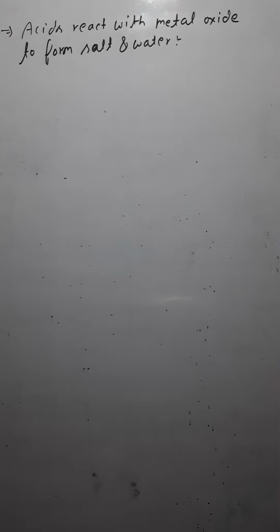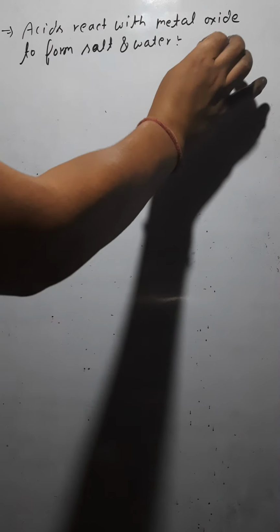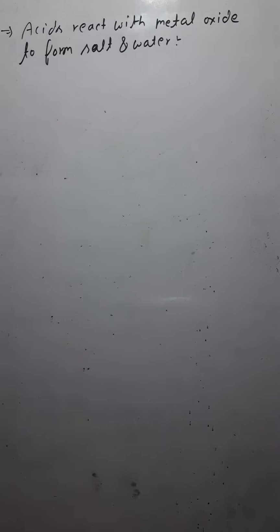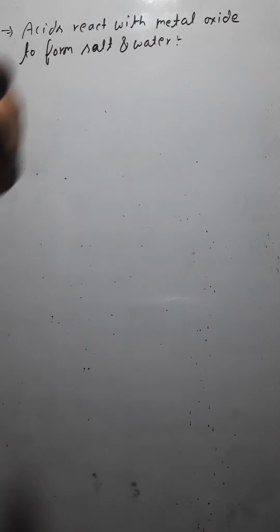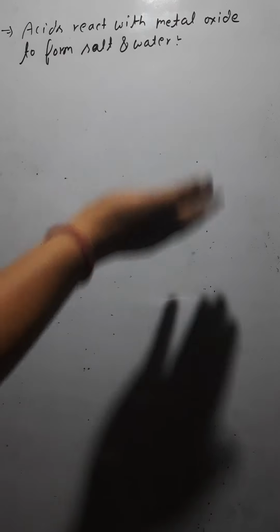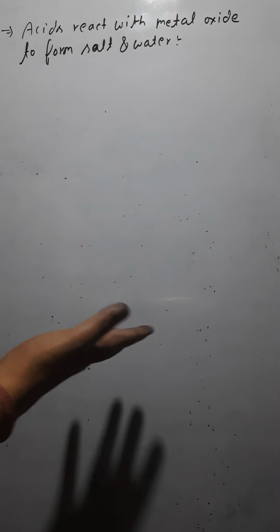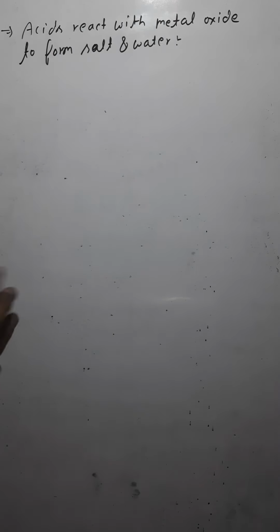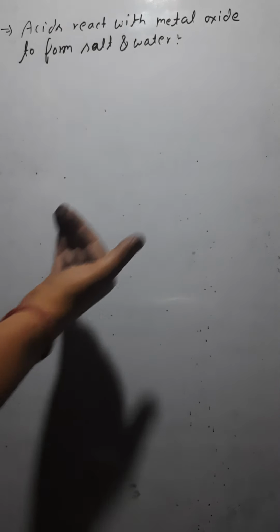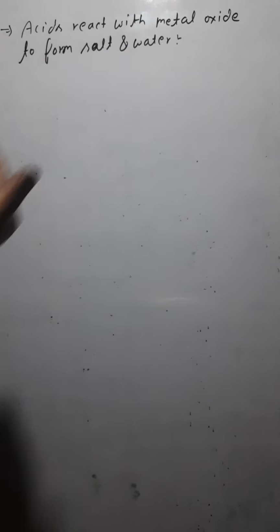Now this is the next property. Property: acids react with metal oxide to form salt and water. So a question also can be asked: what happens when acids react with metal oxide? Metal oxide means like copper oxide, magnesium oxide, calcium oxide, isn't it? So whenever acids are reacting with metal oxide, you are going to get salt and water all the time. So the answer would be, they are forming salt and water, isn't it?